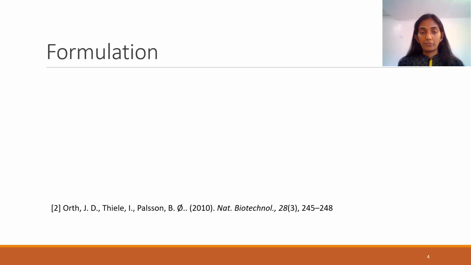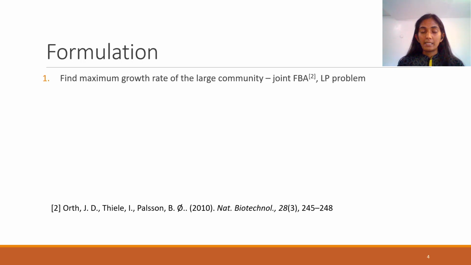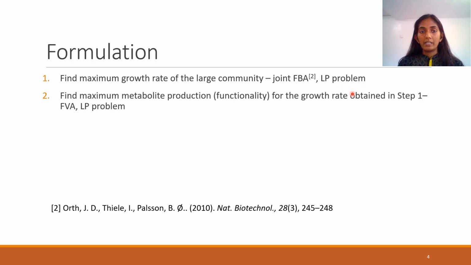This is a formulation of our method. In step 1, we find the maximum growth rate of the large community using joint flux balance analysis, which is a linear programming problem. In the second step, we find the maximum metabolic production for the growth rate obtained in step 1. This is a flux variability analysis, and it's also a linear programming problem.